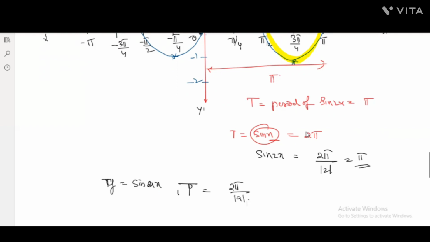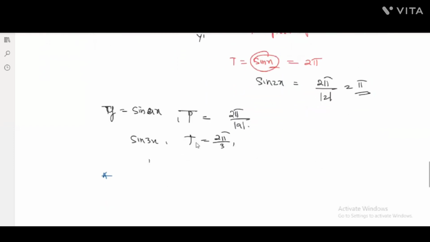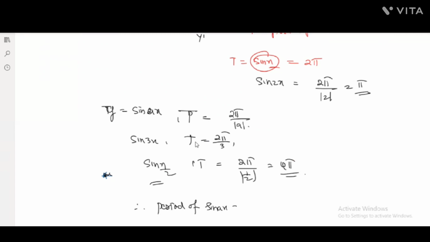So that means if I take sine 3x, its period will be 2 pi by 3. If I take sine x by 2, its period will be 2 pi by 1 by 2. That means 4 pi is the period of sine x by 2. So this is the way we will find it out. So the general formula for the period of sine ax is 2 pi by mod a.